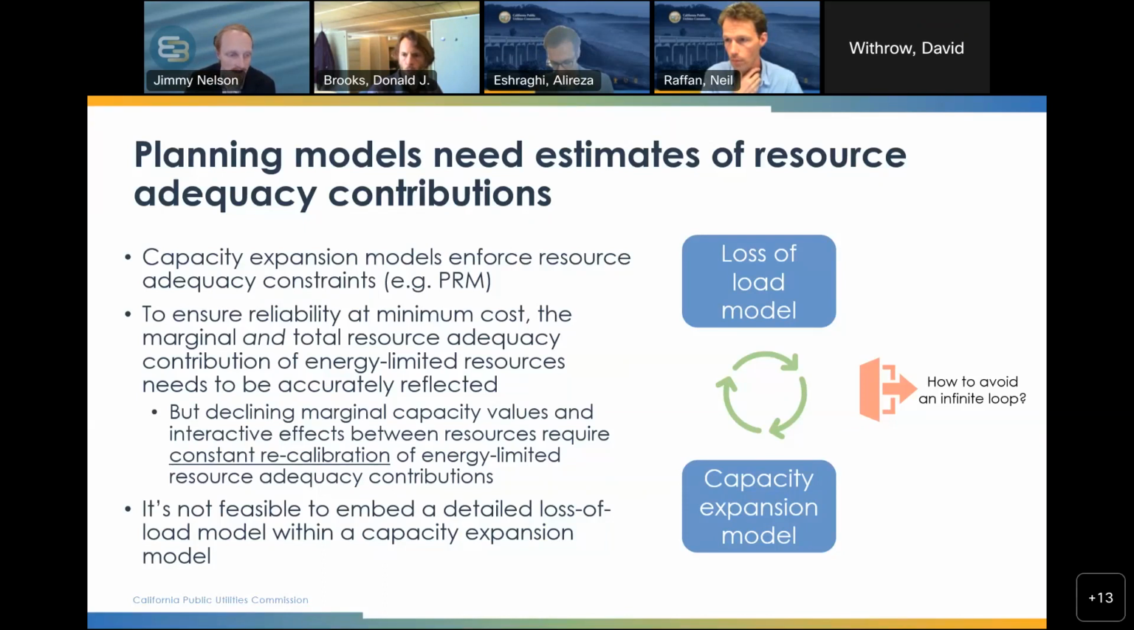So it's unfortunately not feasible to put the loss of load model inside the capacity expansion model and do everything at once. So we need to use loss of load modeling to create inputs for capacity expansion modeling that result in a reliable portfolio as close to one as possible. Next slide.